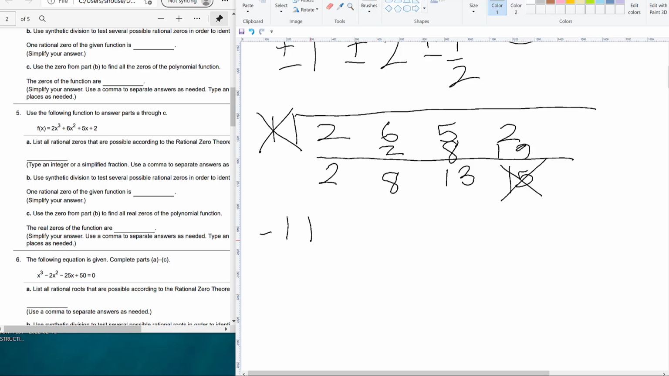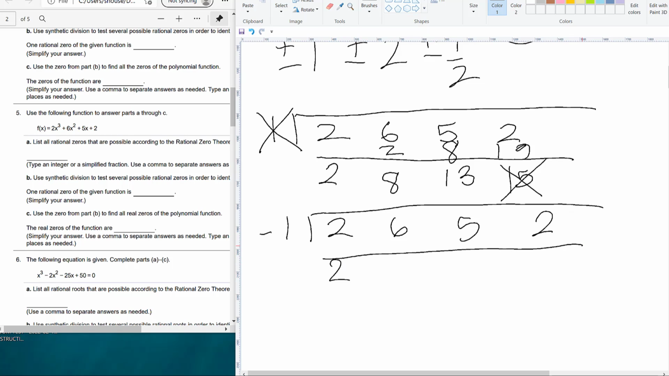Try -1. 2, 6, 5, and 2 on the inside. The first 2 drops down. -1 times 2 is -2, add, I get 4. -1 times 4 is -4, add, I get 1. -1 times 1 is -1, add, I get 1. That is also not a 0.